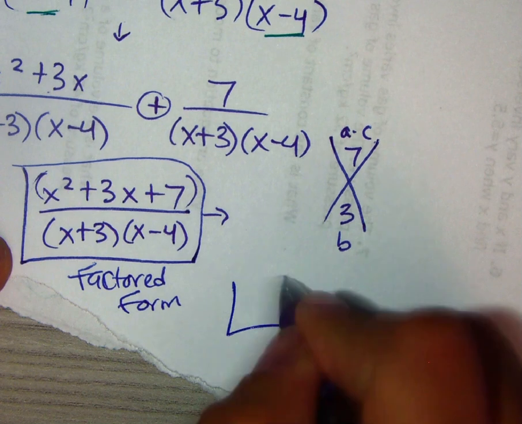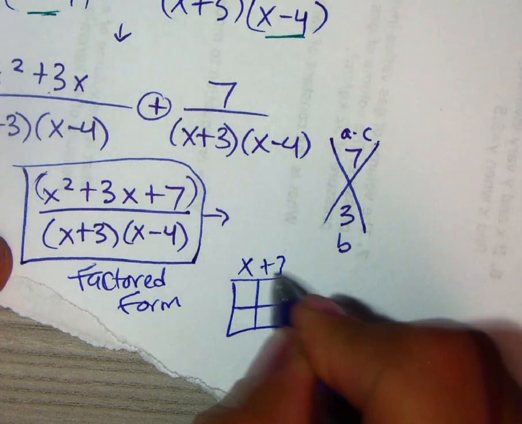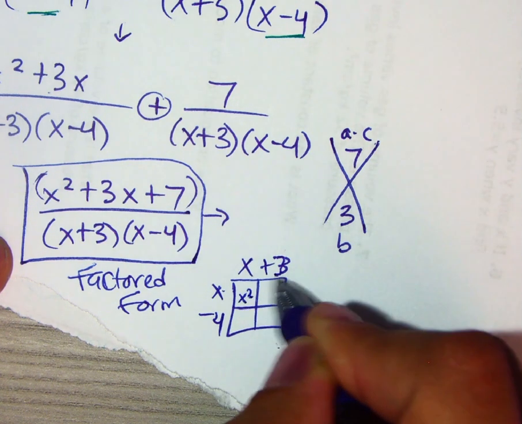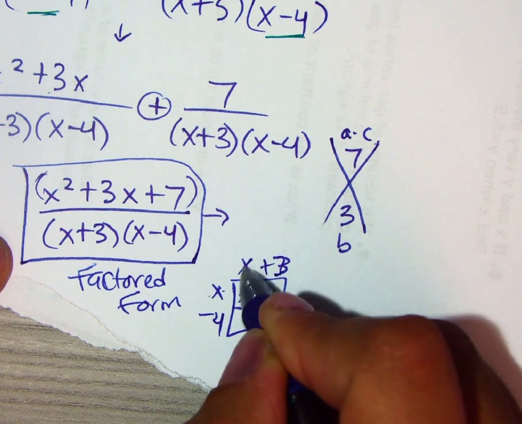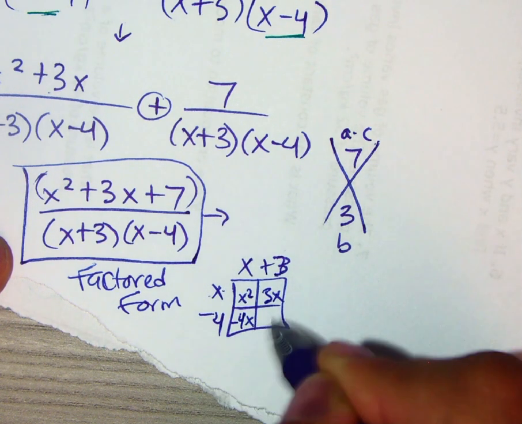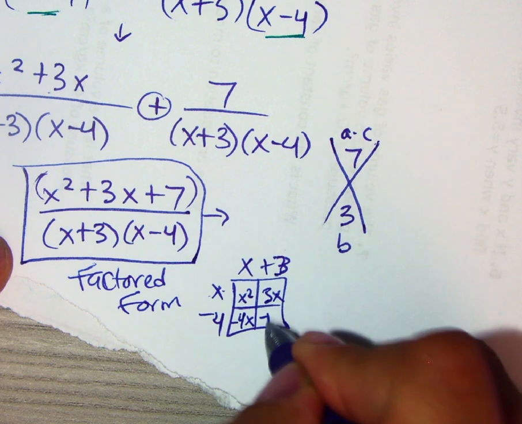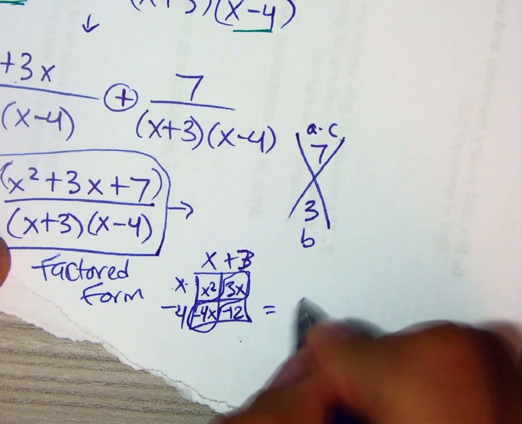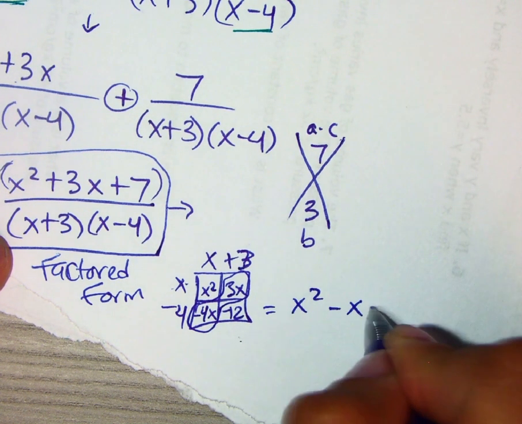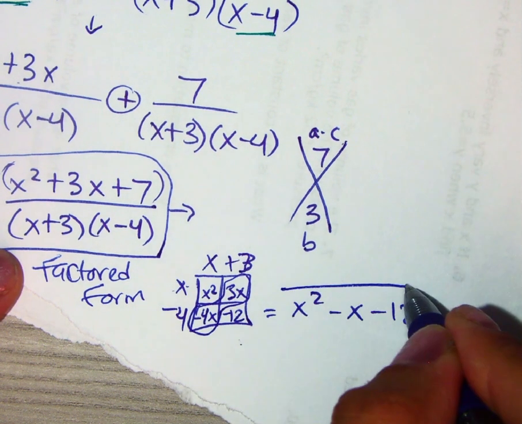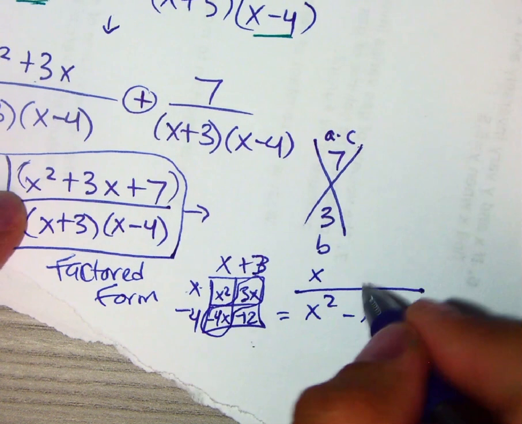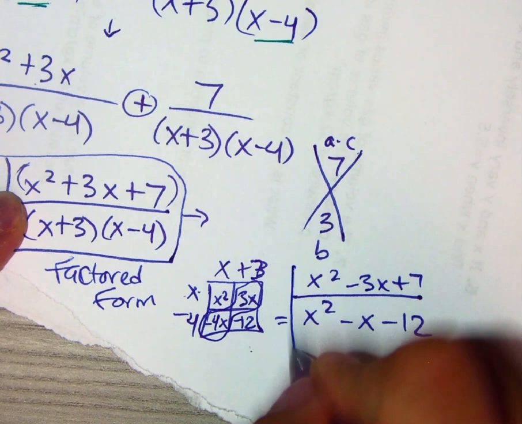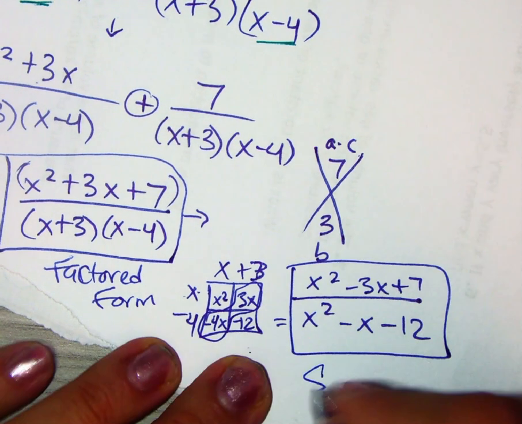We can do that by multiplying x plus 3 times x minus 4. X times x is x squared. 3 times x is 3x. X times negative 4 is negative 4x. And negative 4 times 3 is negative 12. You combine like terms, and then we have x squared minus x minus 12 for the denominator. And then we have the same numerator, x squared plus 3x plus 7. This is the standard form answer.